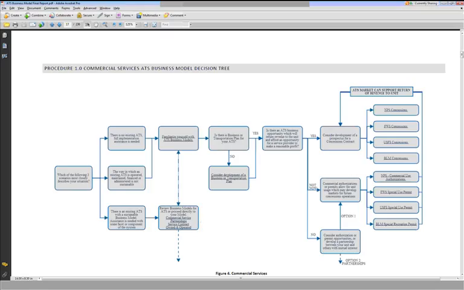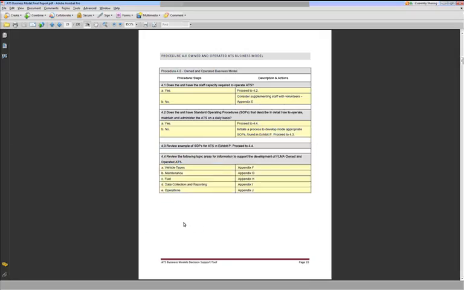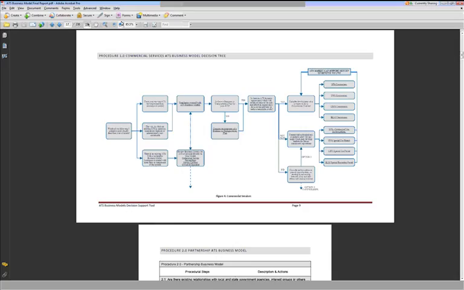Perhaps you have a service contract or you own and operate a system. We're not going to subject you to this entire process. We're going to let you jump. I'm going to click the own and operated, and we're brought right to that procedure. And then there are some resource materials for you here to use. Going back to the tree.